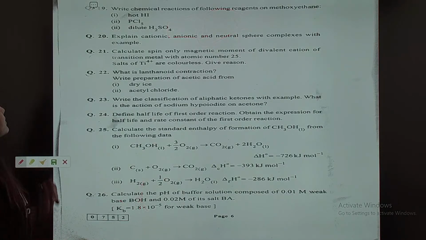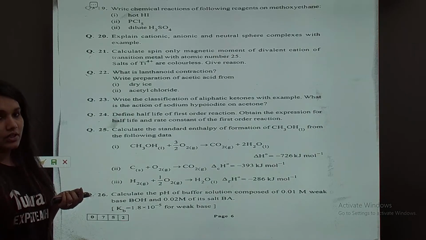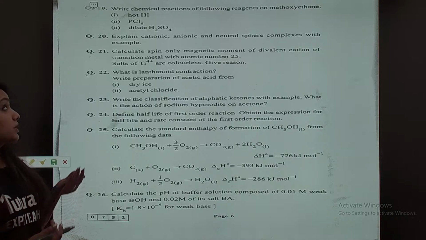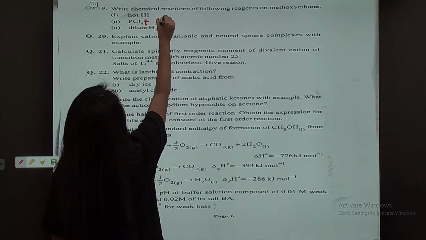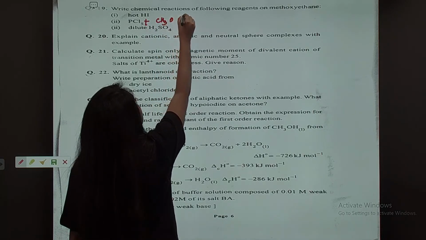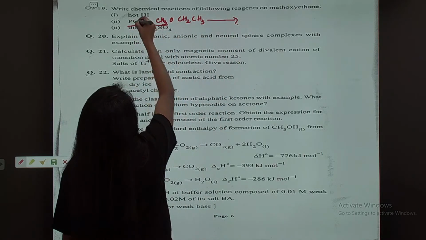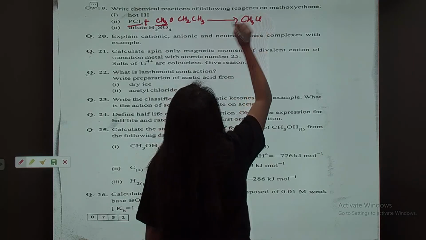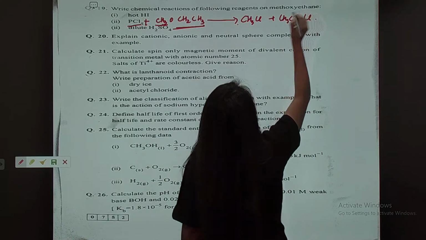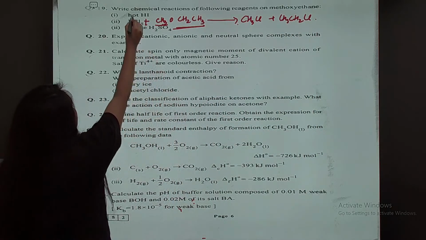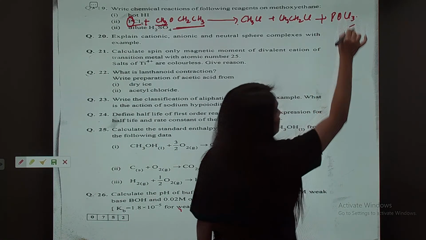Moving ahead to the next one, the second part is reaction of methoxyethane with PCl5. We'll simply make halides, chlorides in this case, because it's PCl5. So if I take the reaction of this with methoxyethane, CH3OCH2CH3, then this will result in the formation of CH3Cl and also ethyl chloride, which will be CH3CH2Cl. And since phosphorus is still remaining, this will convert itself into POCl3.